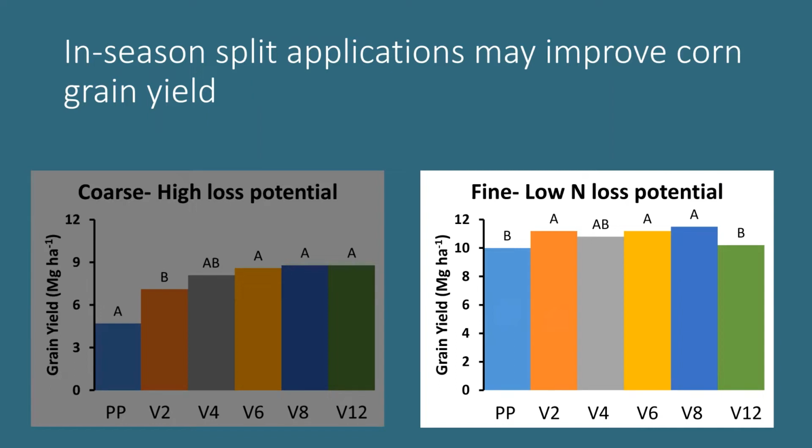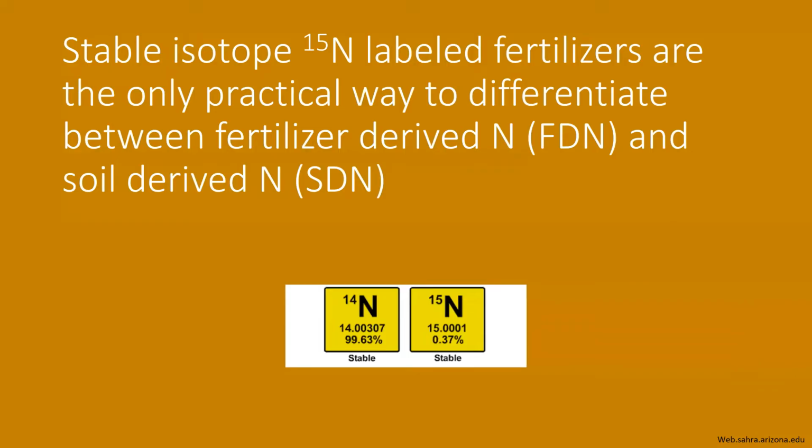Now, while the master's research allowed us to see what the net effect of a nitrogen fertilizer rate, source, and application timing is on the corn grain yield and the end of season soil fertility, it didn't allow us to see how fertilizer-derived nitrogen was utilized in that soil corn system. And the reason for that is because when you apply a nitrogen fertilizer to the soil, you can't differentiate it from the soil nitrogen unless you use labeled nitrogen fertilizer.